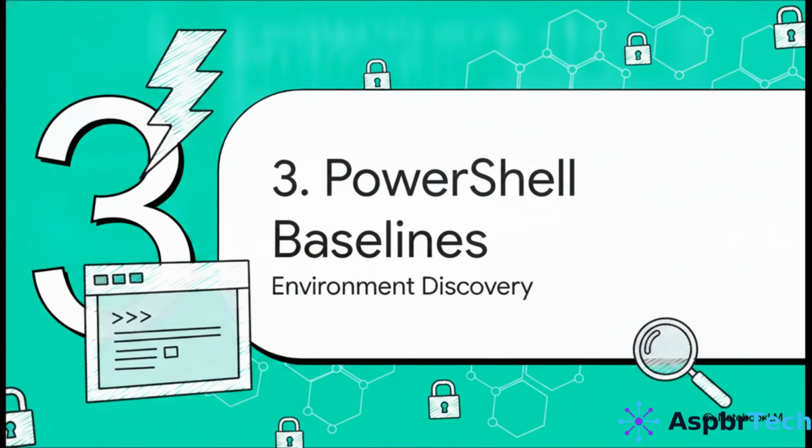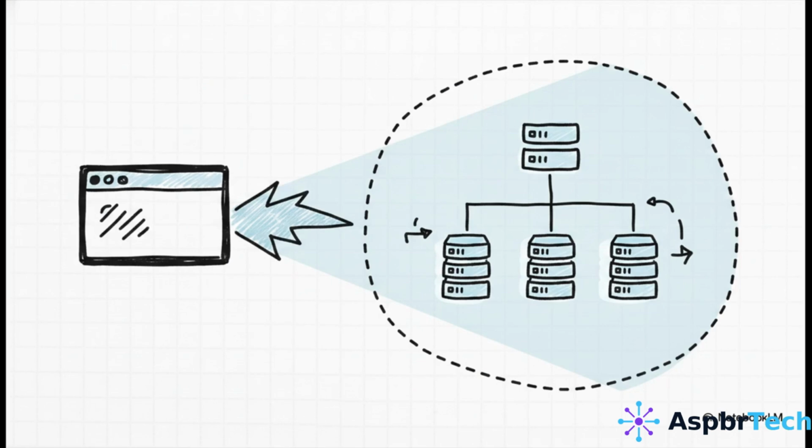All right, Section 3. This is where we get our hands dirty, PowerShell discovery baselines. Listen, before you can analyze risk, you absolutely must map out the exact scope of your domain footprint. And we do this through core PowerShell discovery scripts.